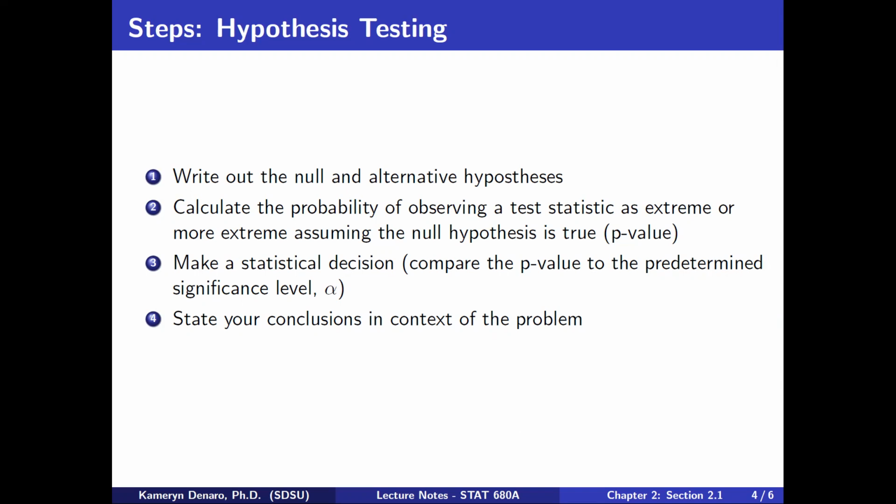We're going to then calculate the probability of observing a test statistic as extreme or more extreme than the one we saw in our sample, assuming the null hypothesis is true, otherwise known as finding the p-value. We're going to make a statistical decision by comparing the p-value to the predetermined significance level alpha, and then we're going to state the conclusions in context of the problem. Now, in general, this gives us a nice format of how to do just one test, asking one single question, and in the later parts of this chapter, we're going to go through confidence intervals.